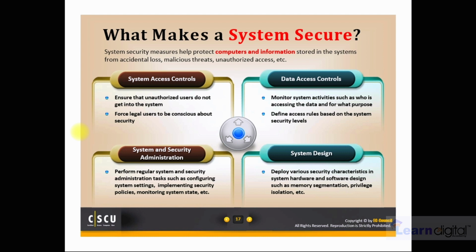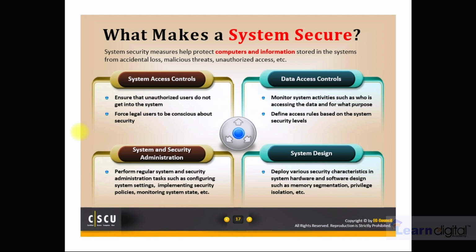So what makes a system secure? System security measures help protect the computers and the information stored in the system from accidental loss, malicious threats, and unauthorized access. The first point is system access controls. There are two bullet points: make sure that unauthorized users do not get into the system, and force legal users to be conscious about security. The second, system and security administration: please make sure you are performing regular system and security administrative tasks such as configuring system settings or implementing security policies, and that you are monitoring the system state, etc.